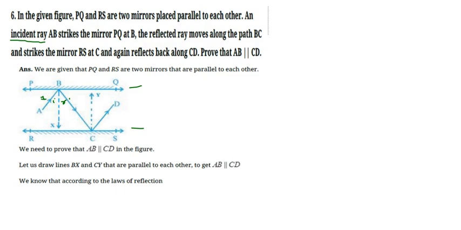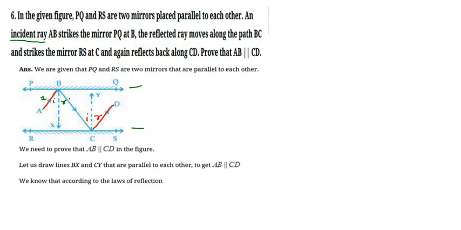Angle of incidence means the line that comes to the mirror, and the line that goes back after reflecting is called the angle of reflection. So angle of incidence equals angle of reflection, and these are the two mirrors PQ and RS, right? We need to prove that AB is parallel to CD.